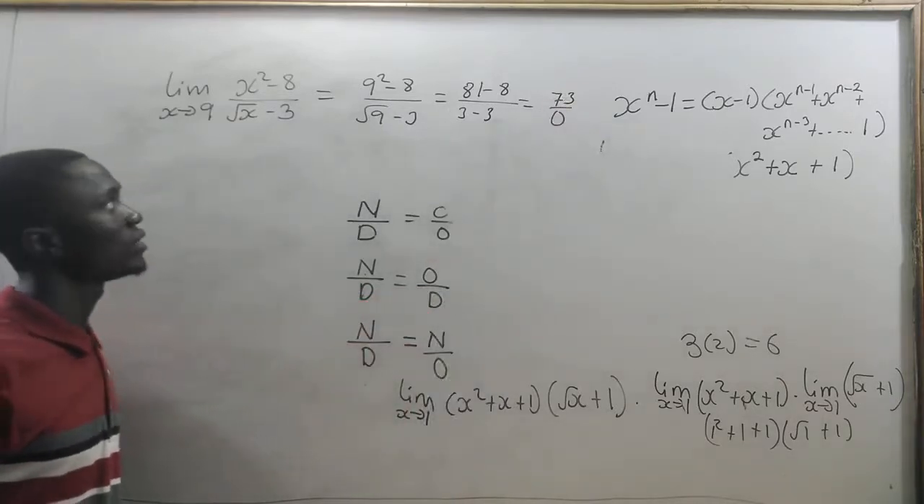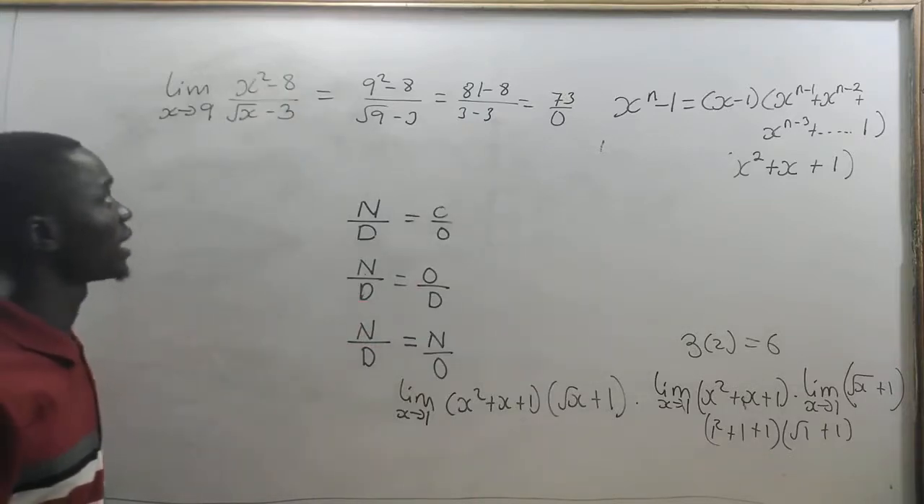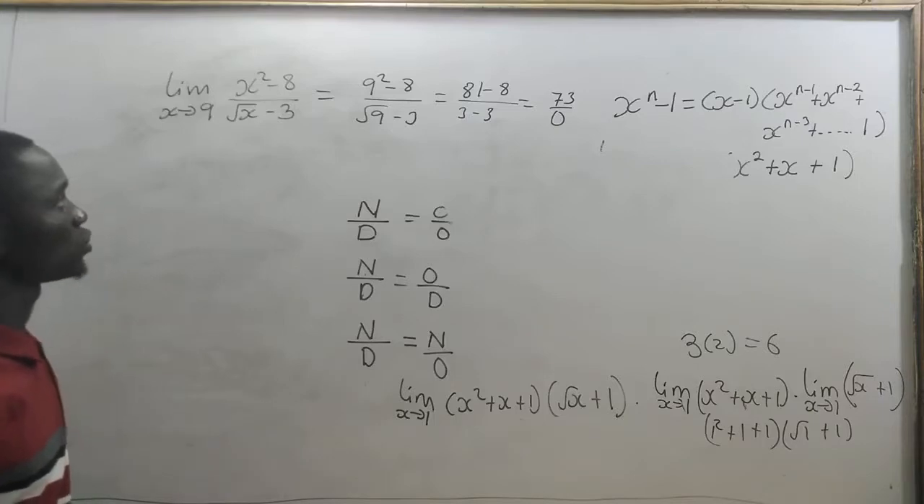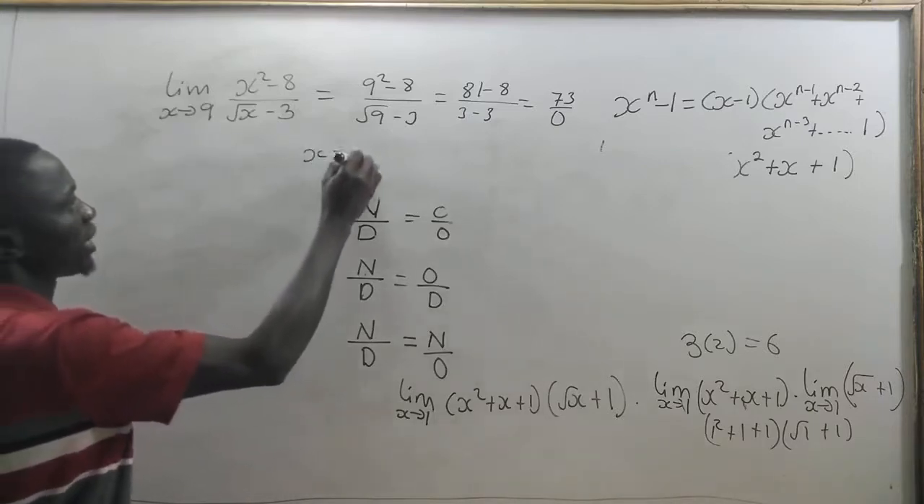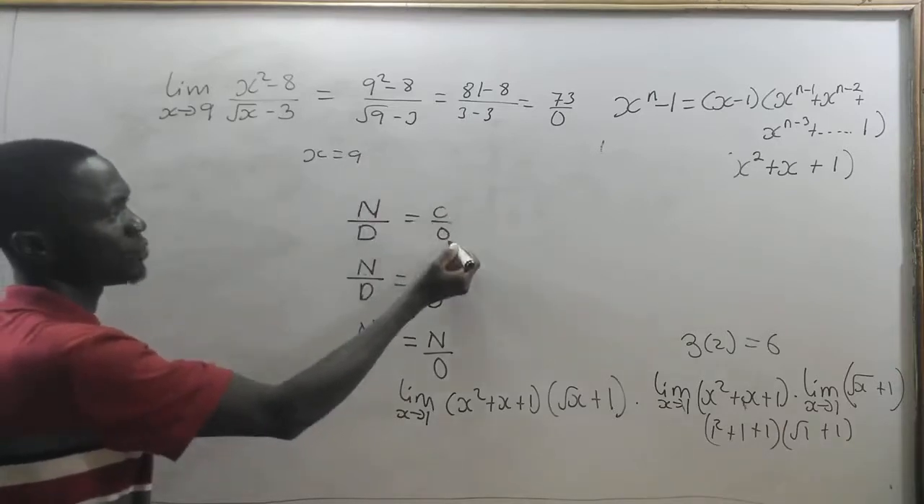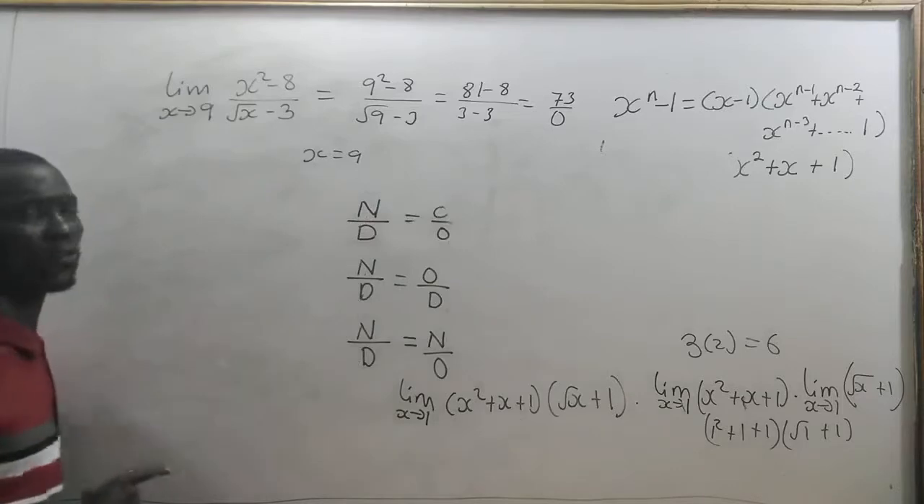So here, we have to simplify this one further to check whether we can do something. So here, since x equal to 9 did not give us 0 divided by 0, it means that when we simplify this, we will not get a common factor.